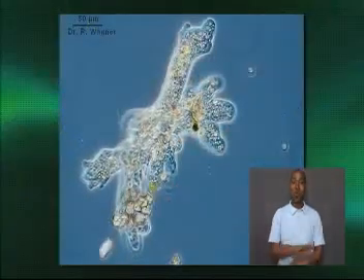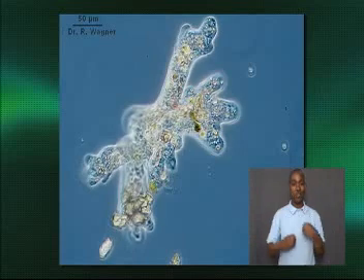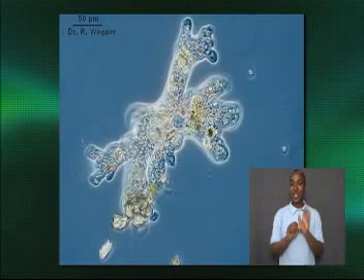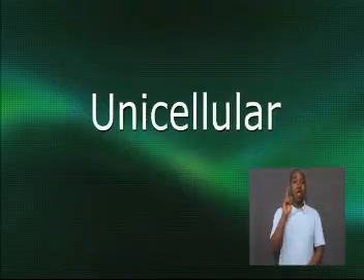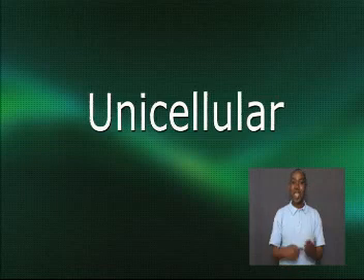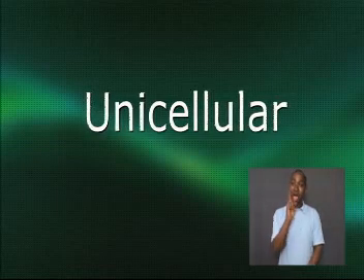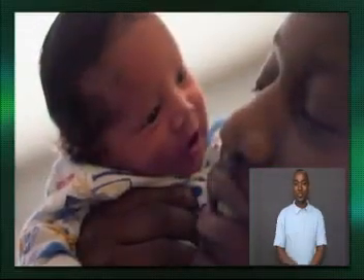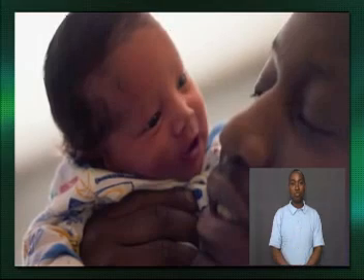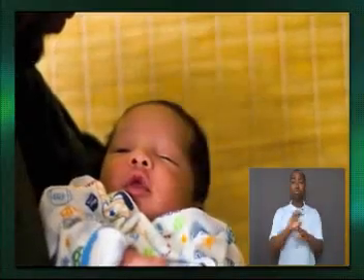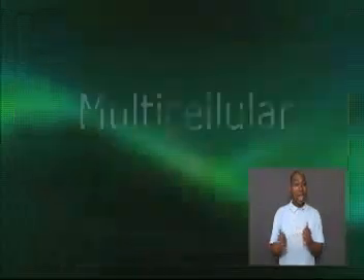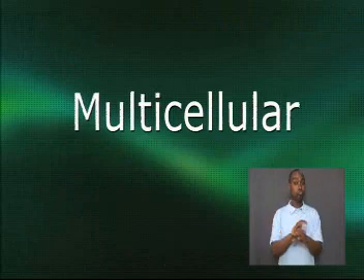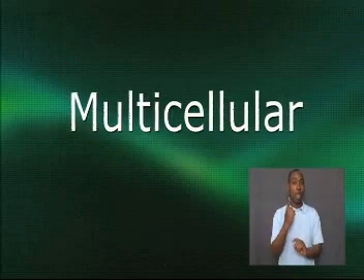All living organisms are made up of cells. Some organisms, such as amoebae, are unicellular. This means they have only one cell. Other organisms, like humans, are made up of millions of cells that work together. Organisms that contain more than one cell are called multicellular.